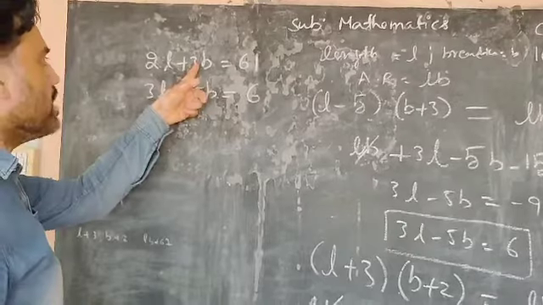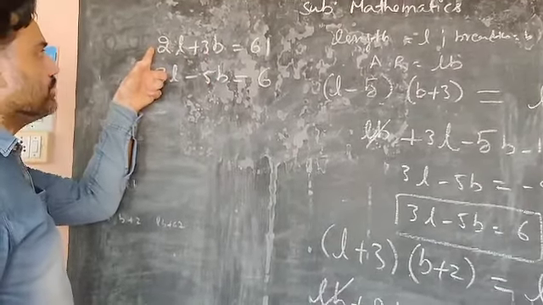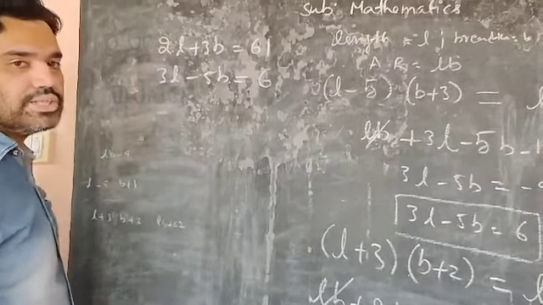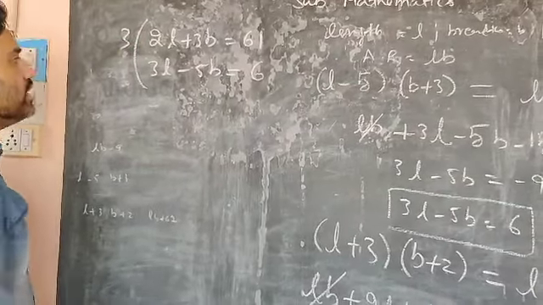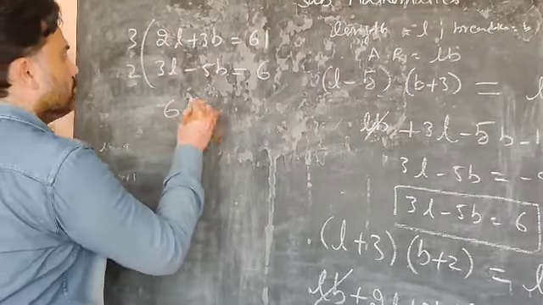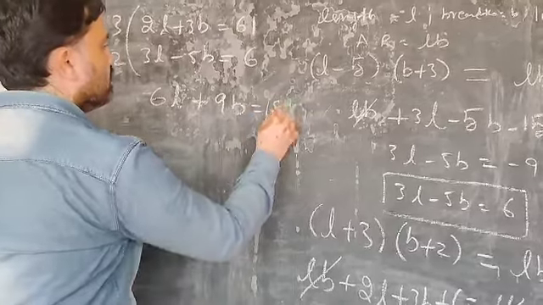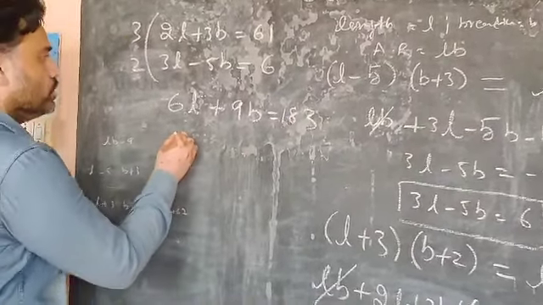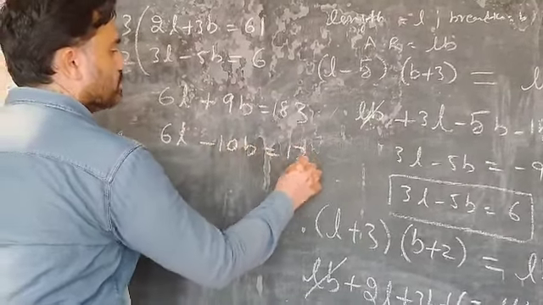Now if you multiply this one by 3, it becomes 6. This, if you multiply by 2, it becomes 6. So the LCM of 2 and 3 is 6. So the first whole equation is multiplied by 3 and the second equation is multiplied by 2. So now 6L plus 9B is equal to 183, 61 into 3. Next multiply by 2: 6L minus 10B. 2 into 6 is 12.